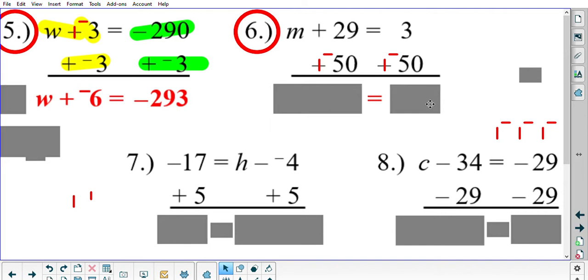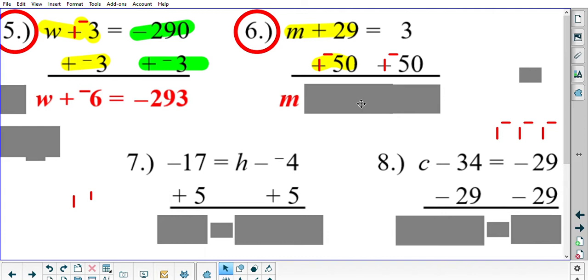All right, now we can work down on both sides. On the left side, we have m plus 29, and we are adding it by negative 50. So the m is just going to stay as m, right? It's not being added by the negative 50 because they're not like terms. The 29 is being added by negative 50.